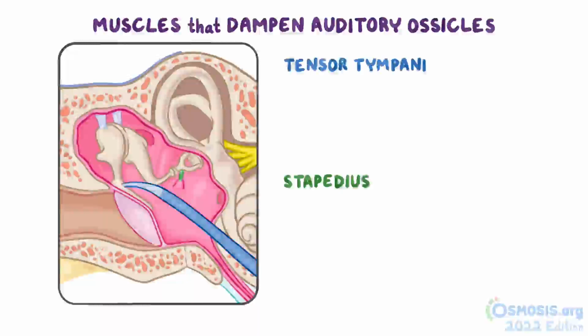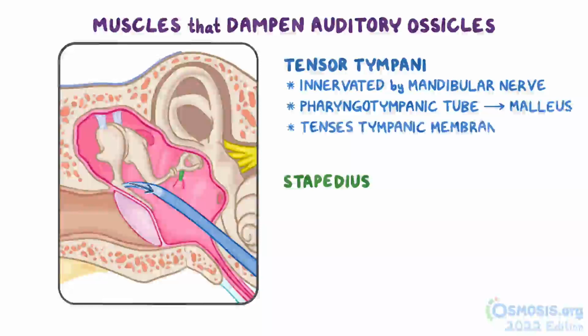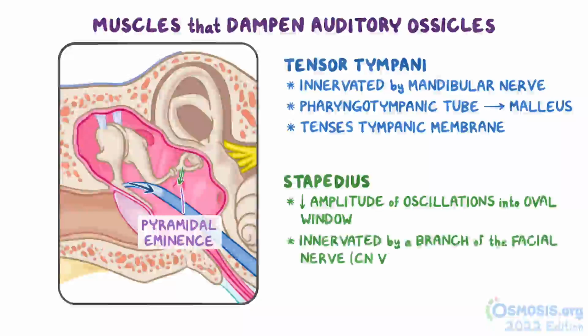The tensor tympani muscle, which is innervated by the mandibular nerve, extends from the pharyngotympanic tube to the malleus. It pulls on the malleus and tenses the tympanic membrane to reduce the amplitude of its oscillations. The stapedius is a small muscle inside the pyramidal eminence on the posterior wall of the middle ear. Its tendon inserts on the stapes and pulls it posteriorly, also reducing the amplitude of oscillations transmitted to the oval window and movement of the stapes. The stapedius is innervated by a branch of the facial nerve.